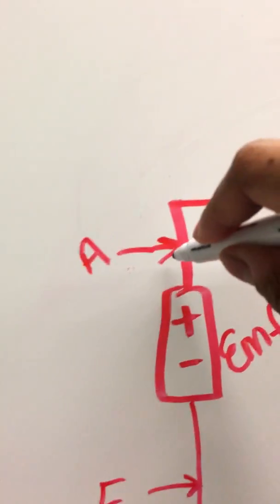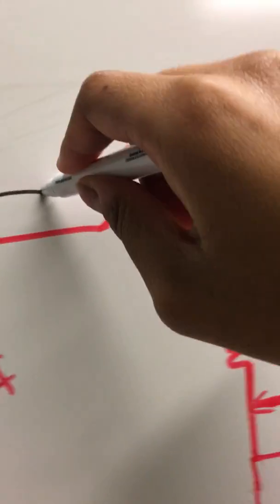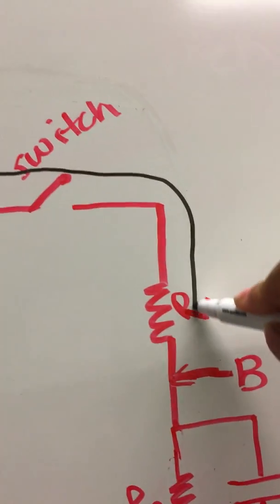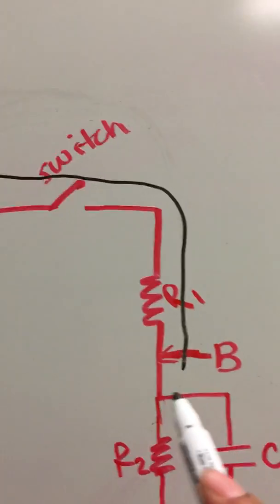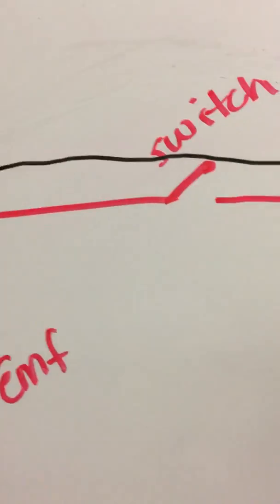So we start our current, and it goes, and it goes, and it goes, and it goes right through the resistor to B. So the current in I is the same as the current in B. And this is I1.